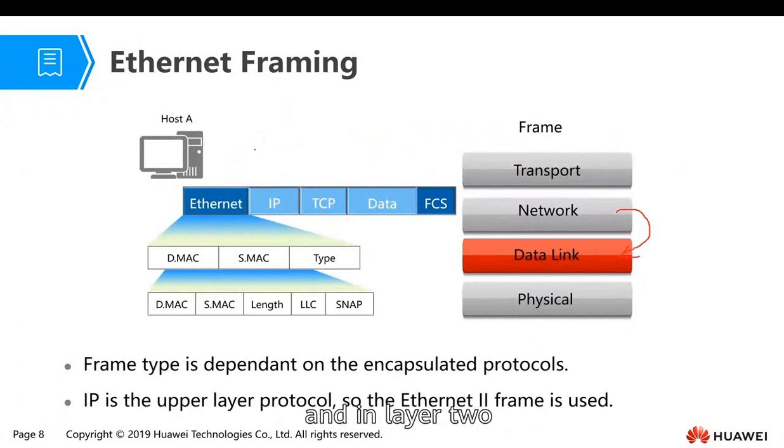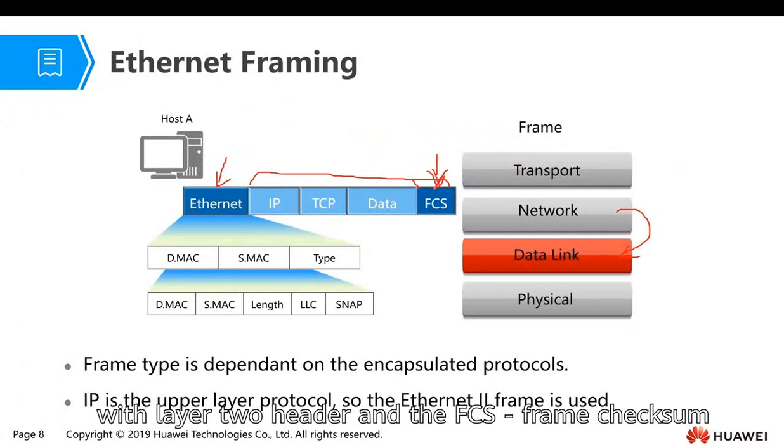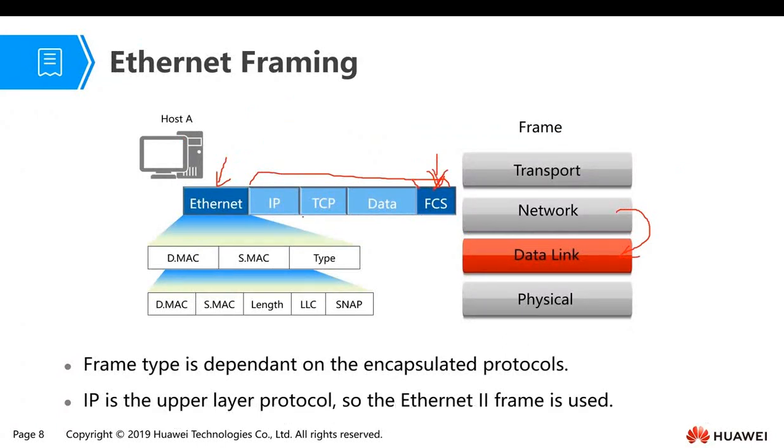Layer 2 should encapsulate the IP packet with the layer 2 header and the FCS frame checksum. In Ethernet, if it's Ethernet II, this is the destination MAC, source MAC, and the type. Of course, the type is IP, that's 0800. The source MAC is itself, and the destination MAC is the gateway's MAC address. Then after getting the MAC address, the data can be sent out.